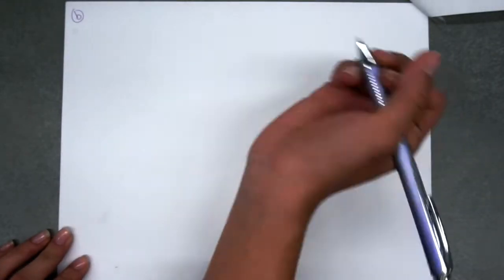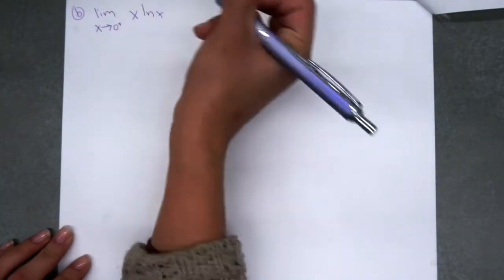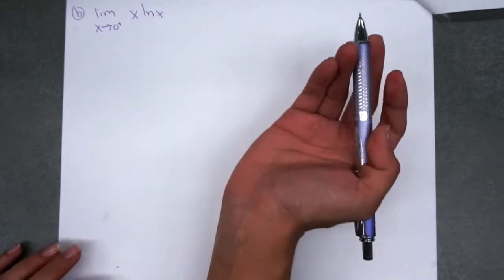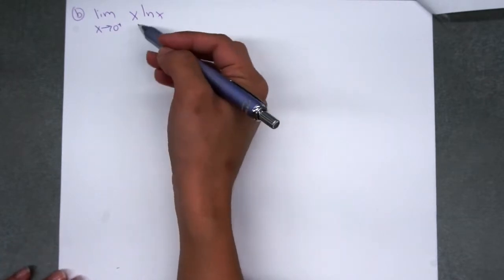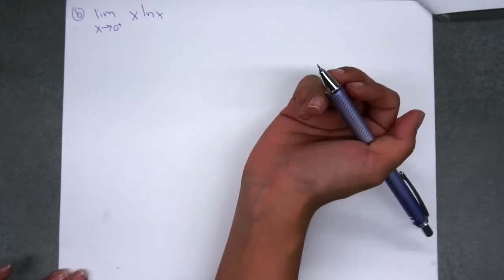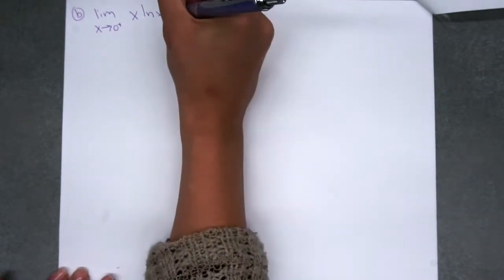So here's another function. The limit as x approaches 0 from the right side of x times natural log x. So you notice that this is not in a fraction, so if this is an indeterminate form, we would have to transform it into a fraction to apply L'Hopital's rule. So let's first just plug in 0.